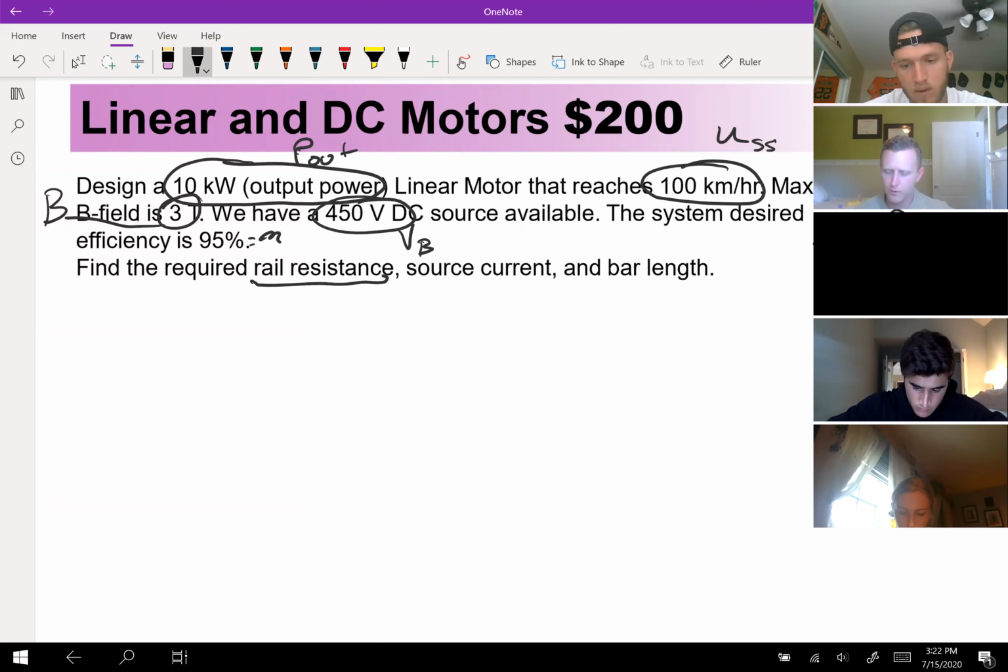We're asked to find the required rail resistance, so that's R resistance, source current I, and bar length L. So those are the three things that we're going to be asked to find.